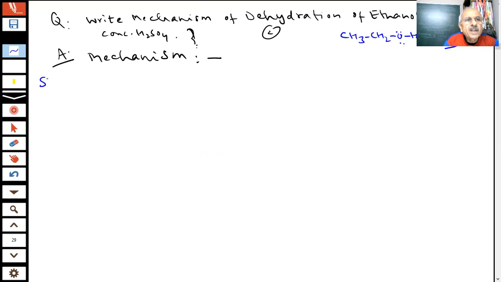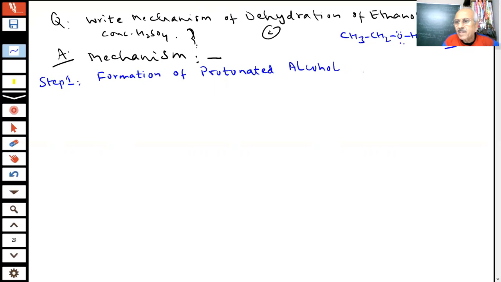So step 1 involves the formation of protonated alcohol. This is the first thing that will happen. Important: H plus is acting as a catalyst. It will come back in the last step and it will not be consumed. But without this, the reaction is not going to proceed, students.